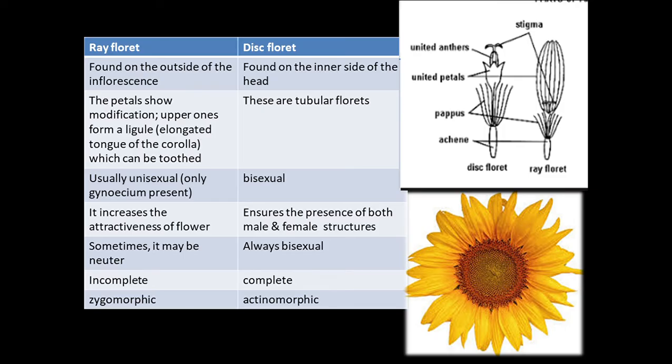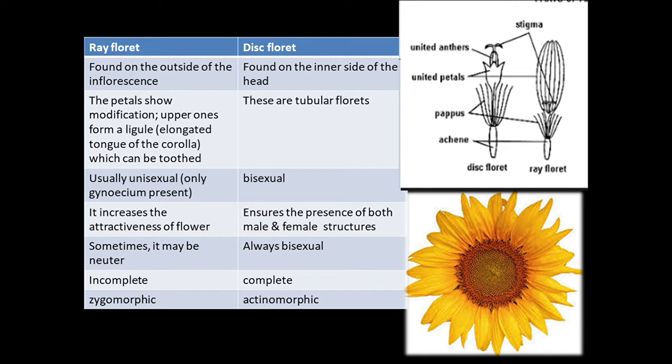Next, what is the difference between ray florets and disc florets? Ray florets are found on the outside of the inflorescence. Disc florets are found on the inner side of the head. In ray florets, the petals show modification; the upper ones form a ligule. A ligule is the elongated tongue of the corolla which can be toothed. Disc florets are always tubular florets. Ray florets are usually unisexual, only gynoecium present, but disc florets are bisexual.